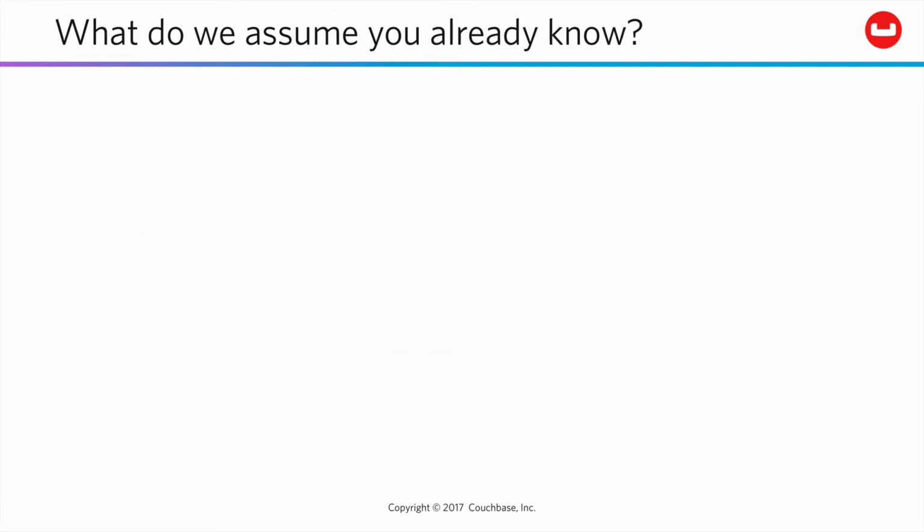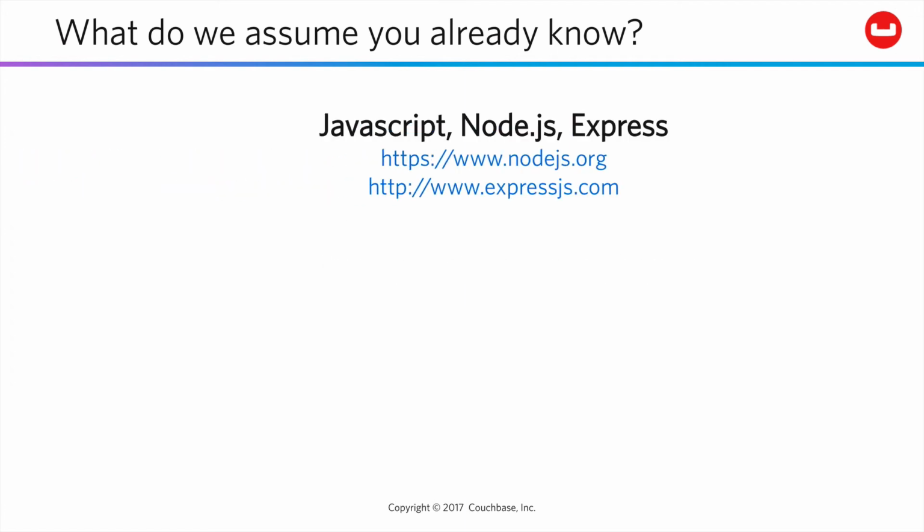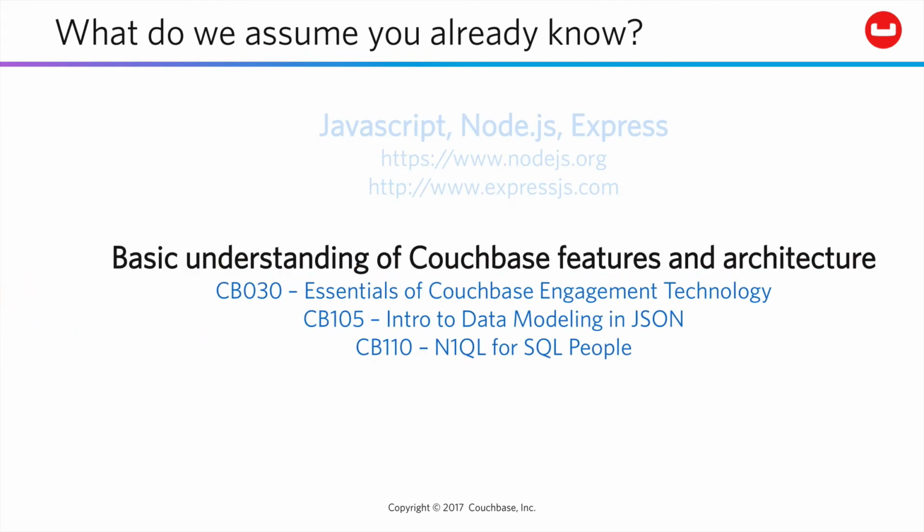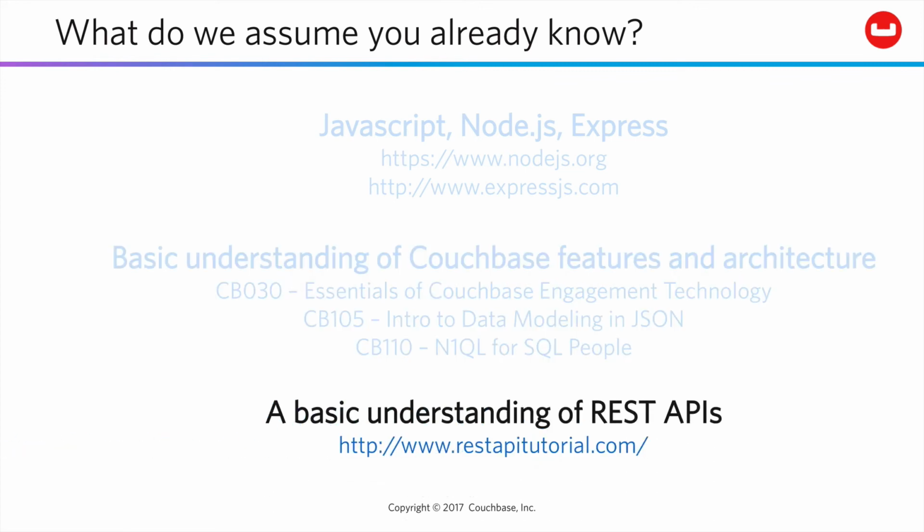Now, we do assume you know some things already, though. First, we assume you're already proficient with JavaScript and Node.js and Express. Second, we assume you're already familiar with the basics of how Couchbase operates. If not, you can get up to speed quickly with these other free online courses. CB30, the Essentials of Couchbase Engagement Technology, and then possibly also CB105, our Intro to Data Modeling in JSON, and CB110, N1QL for SQL people. Last, we also assume that you're familiar with REST APIs, in general at least. If not, there's a good tutorial available here.